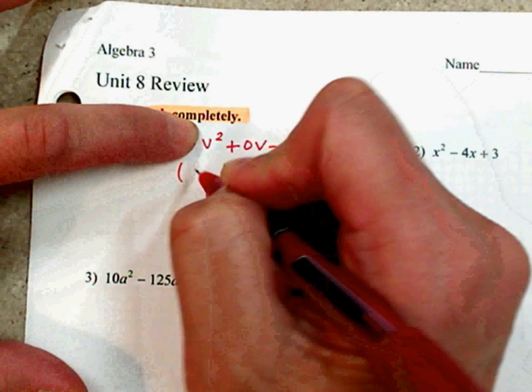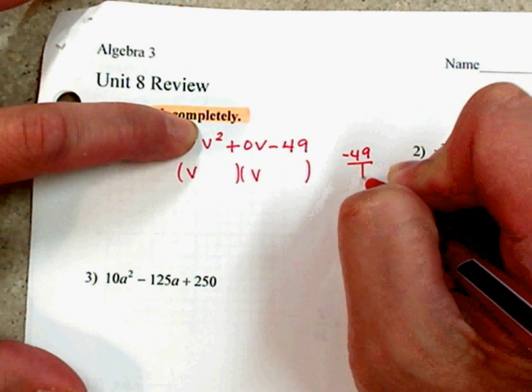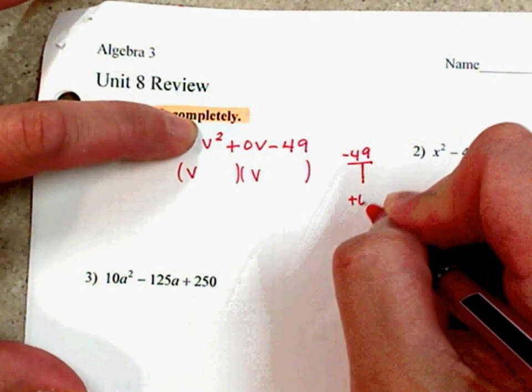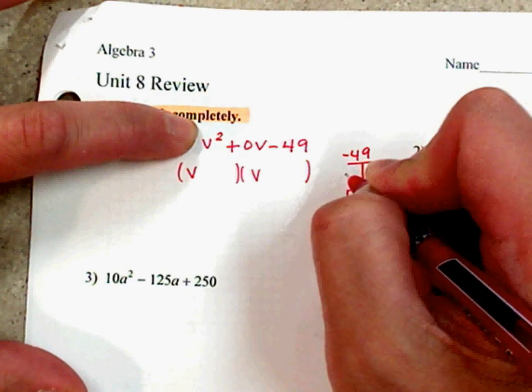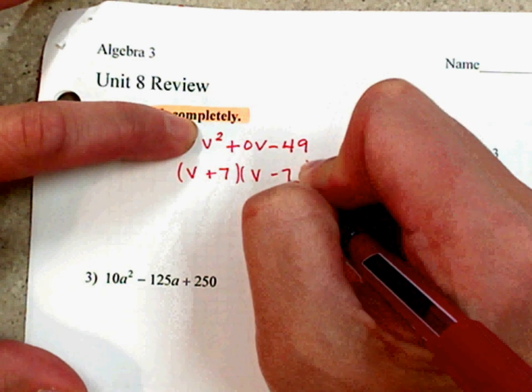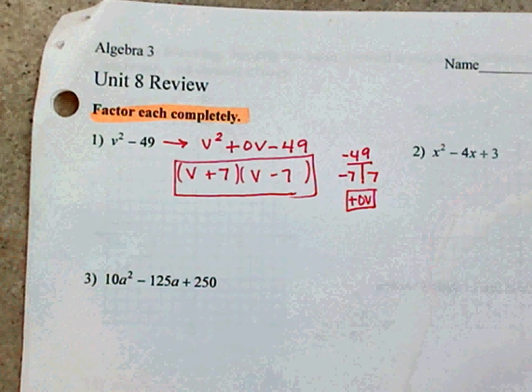What are some factors of v squared? V and v. I need two numbers that multiply to give you negative 49, and subtract to give you 0. And what are those two numbers? Negative 7 and positive 7. And you are finished. There's number 1.